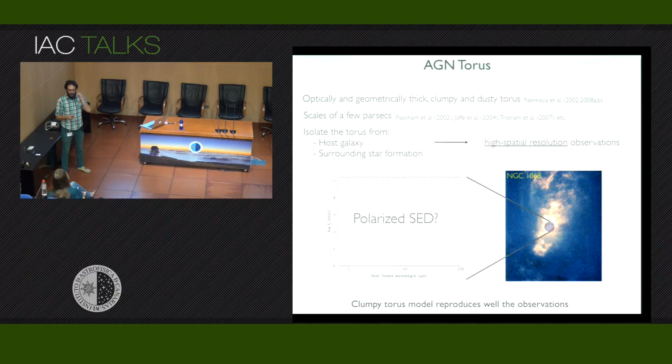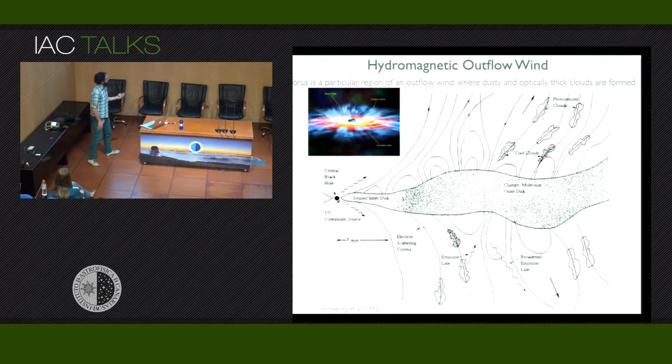We think that the torus is composed of dust. So if we get some polarization, it means that the dust is aligned, and if it's aligned, then there should be some kind of magnetic field in the torus. One of the main focuses of my research is trying to study this magnetic field in the torus, based on the hydromagnetic outflow wind.